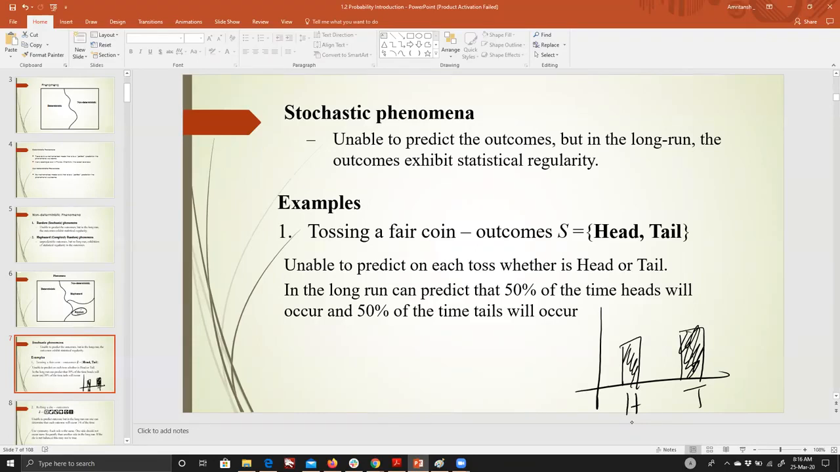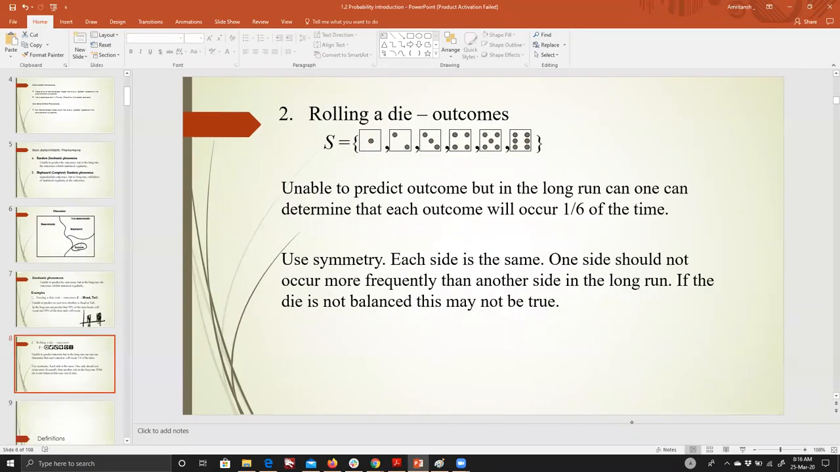Similarly, you can take another example, rolling a die. How many sides does a die have? 6. Okay. By using symmetry, the cube size is the same. Exactly.